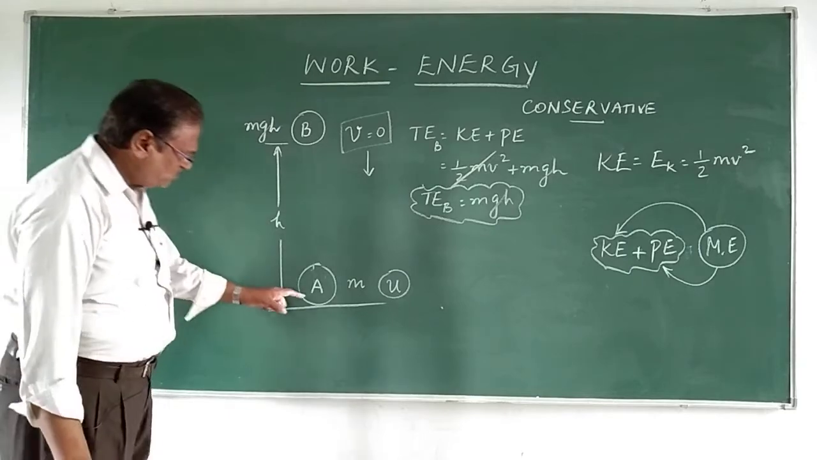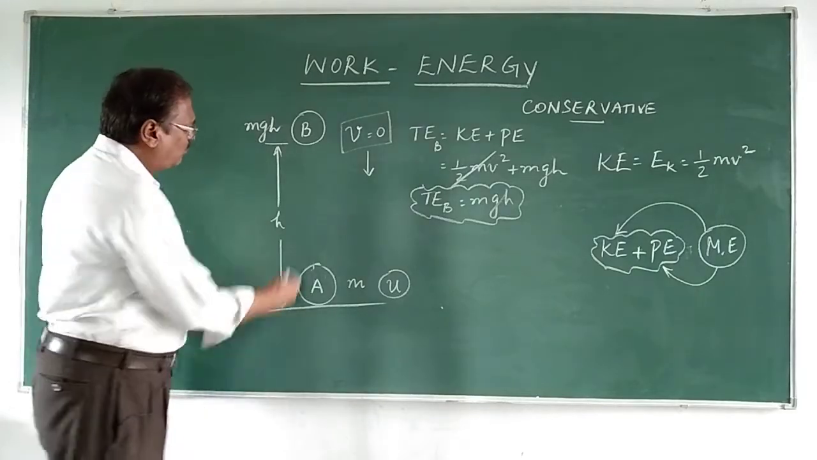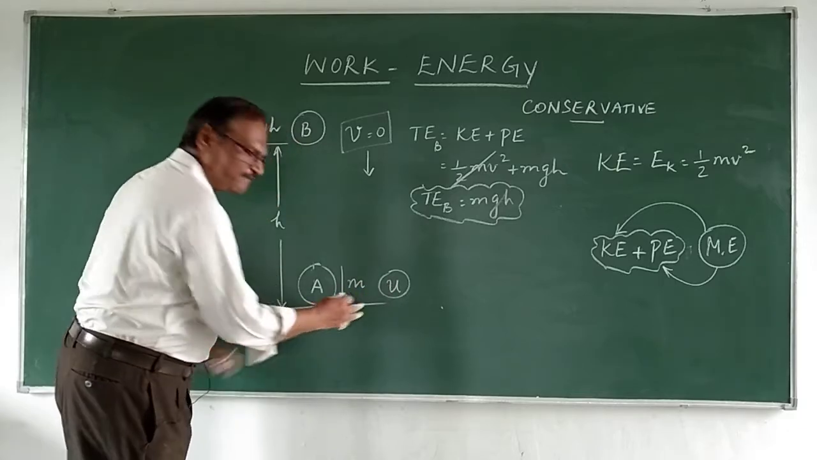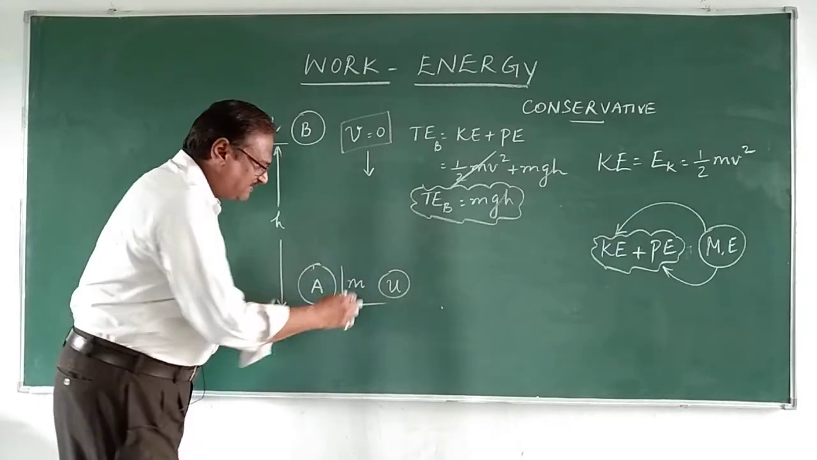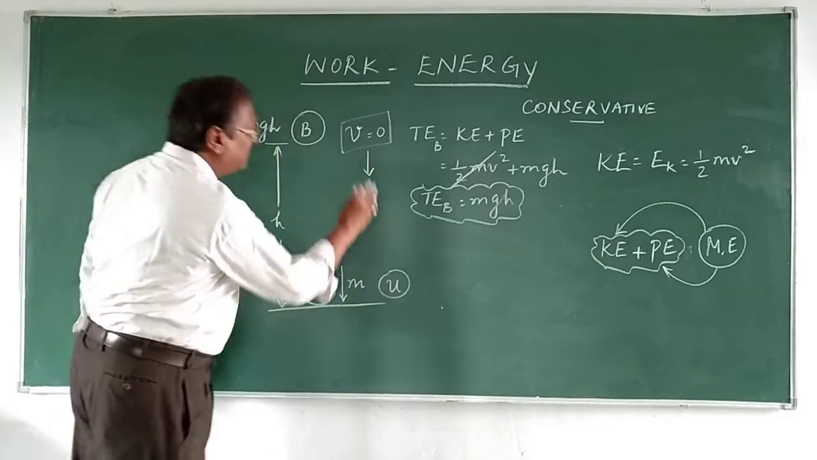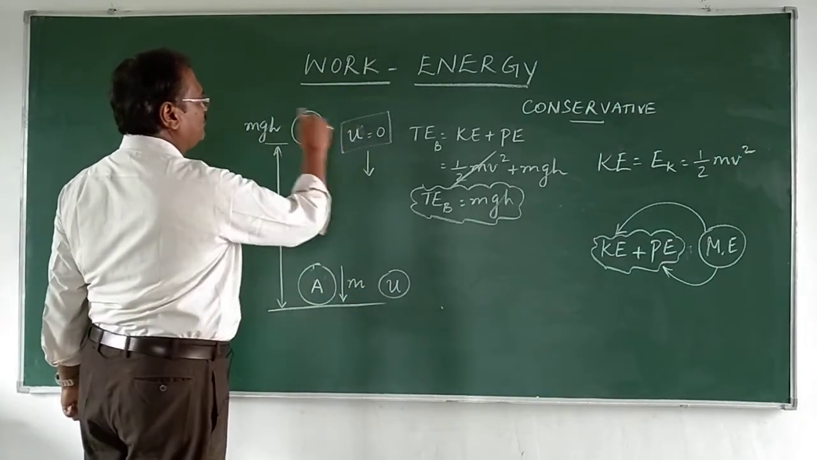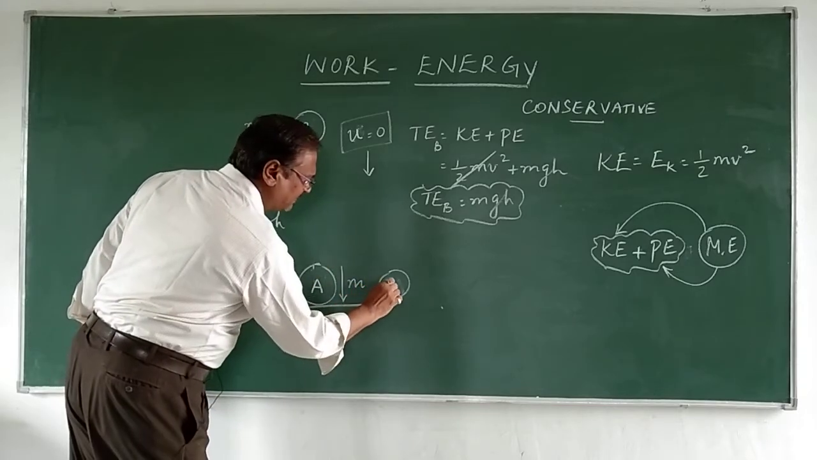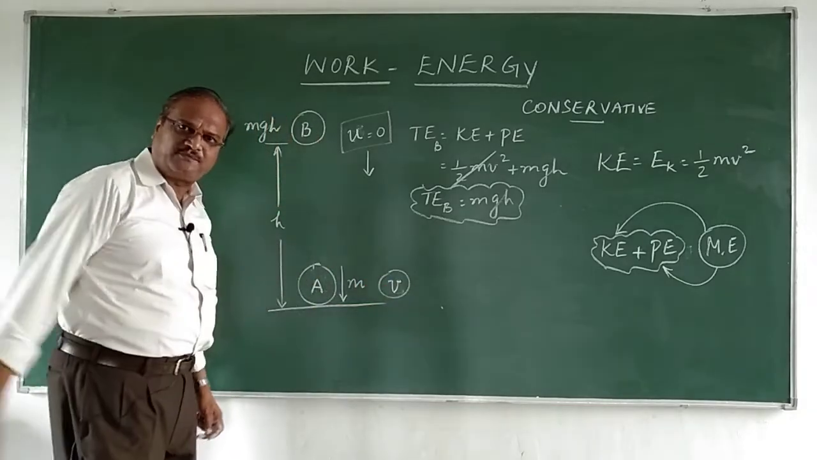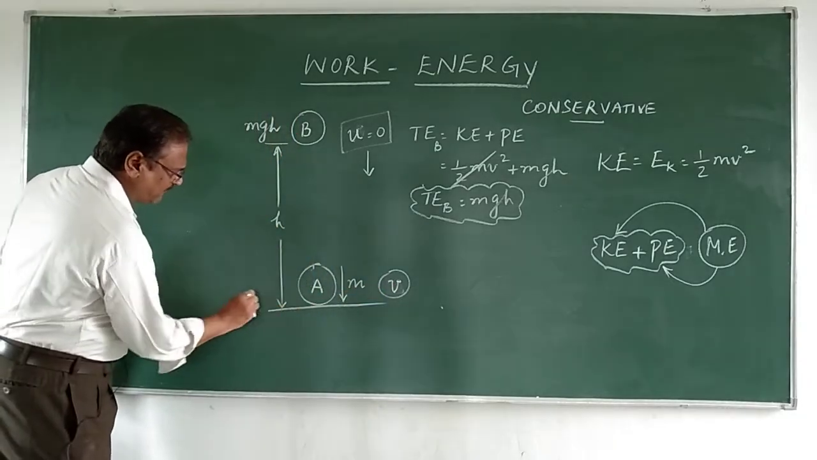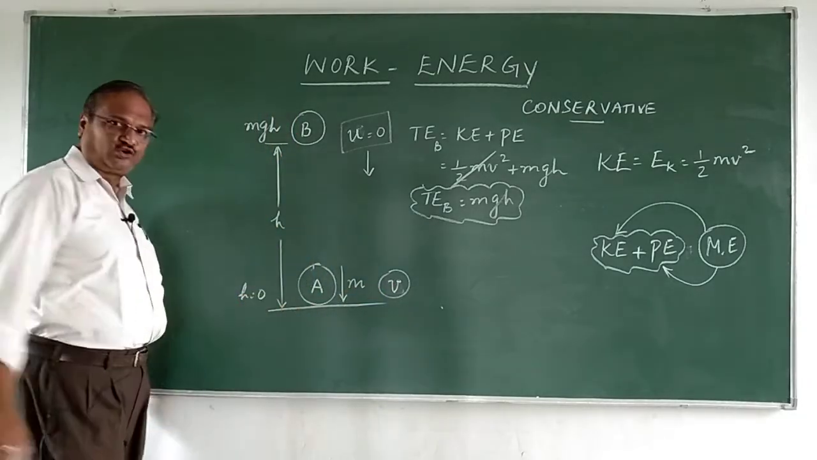Now, this point A, it is going to come back and strike it here. When it comes back and strikes it, it is going to have some velocity value. Let us interchange it. When it comes down, the initial velocity is 0 here, and it's striking with the velocity v. But what is the height when it comes here? The height is equal to 0.